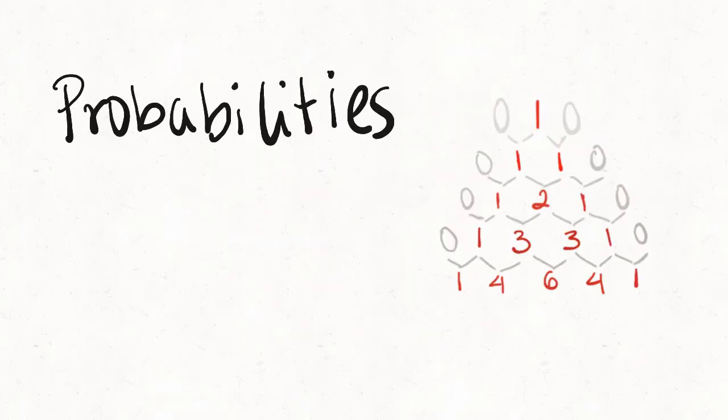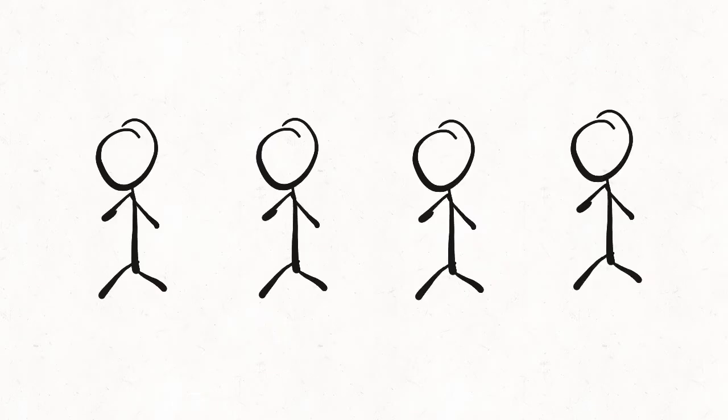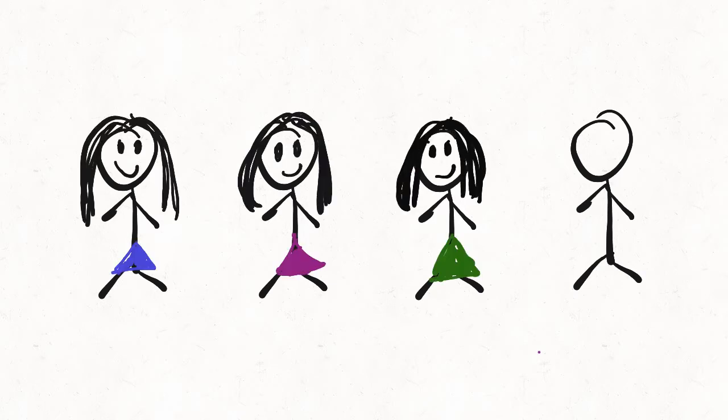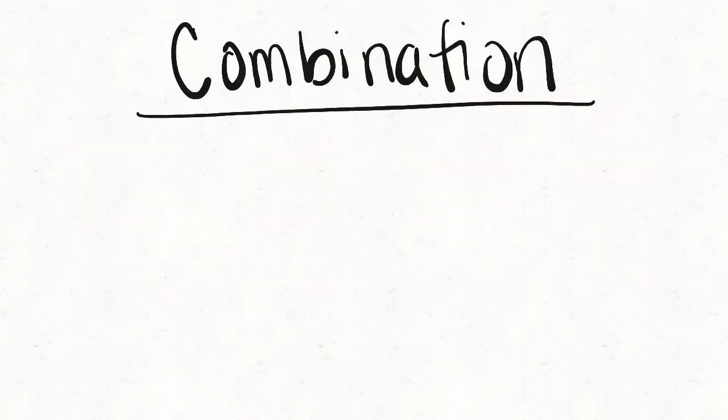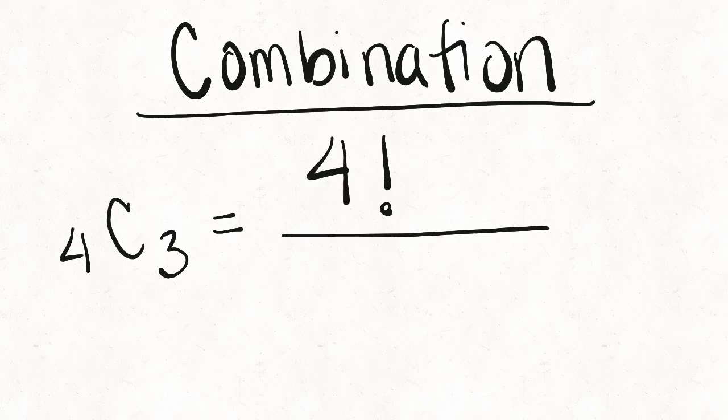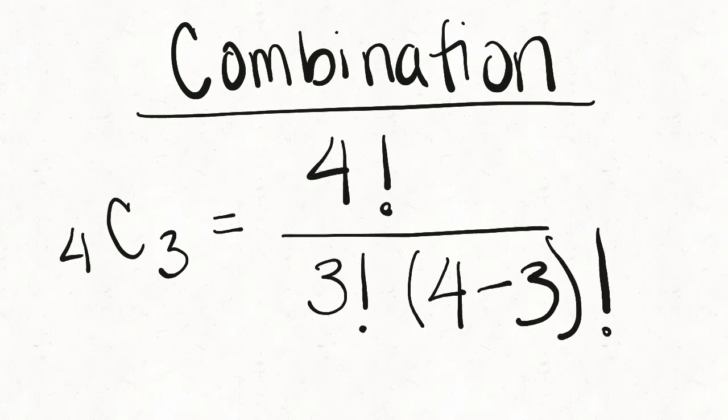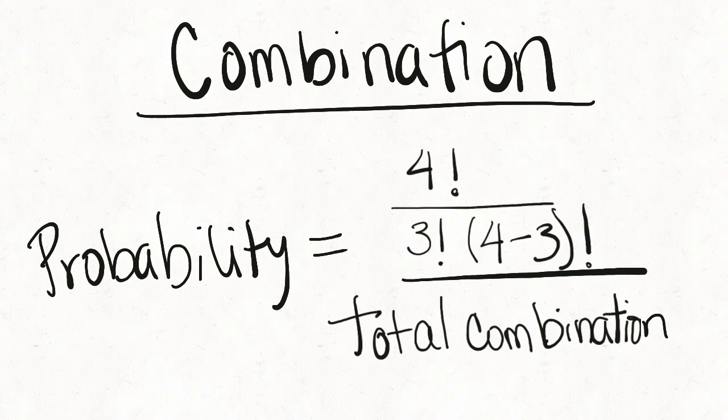Now, let's see how we can use this technique to solve for probabilities using combinatorics. Imagine you want to have 4 kids, and you were wondering what the probability is that out of those 4 kids, 3 are girls and 1 is a boy. Using the combination formula, this will be 4 choose 3 equals 4 factorial divided by 3 factorial multiplied by (4 minus 3) factorial. And then this number divided by the total number of combinations to get the probability.